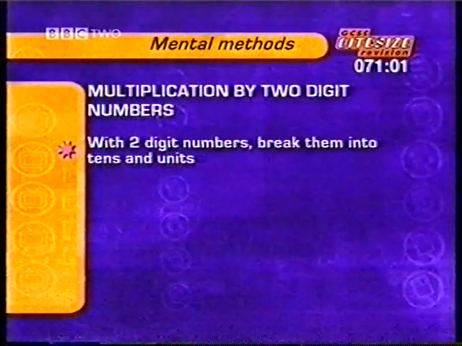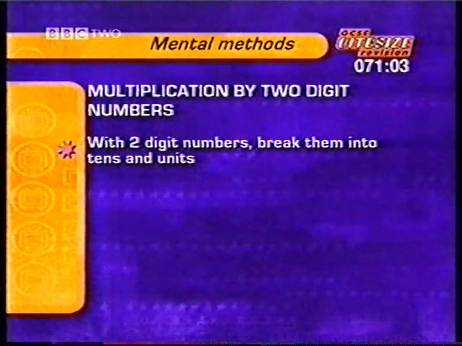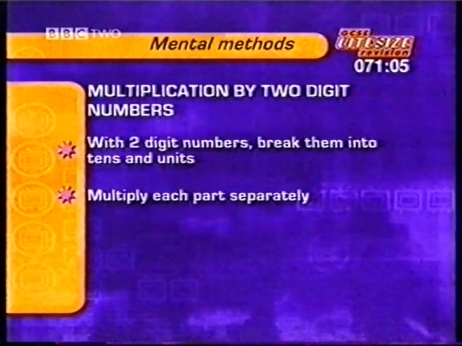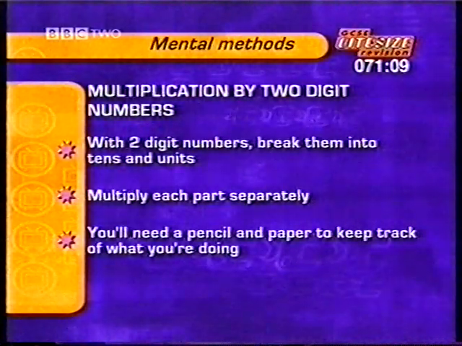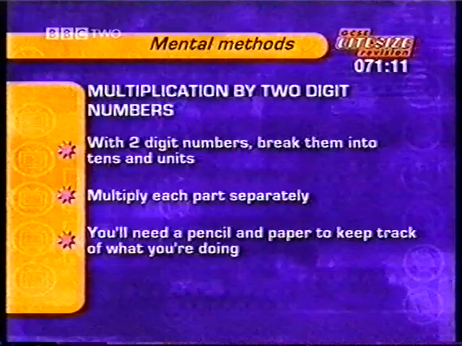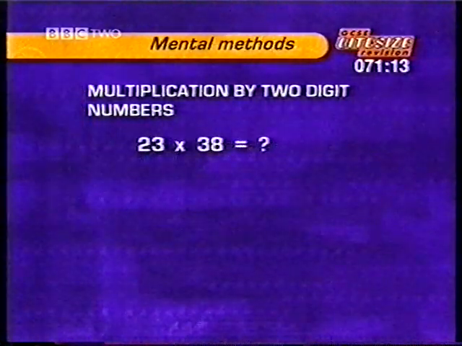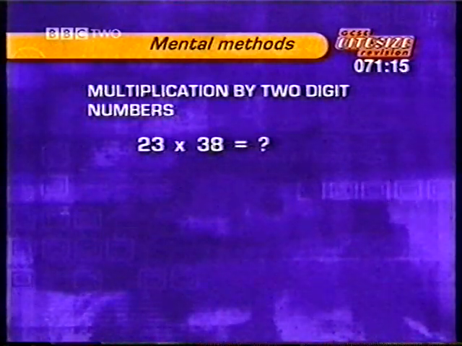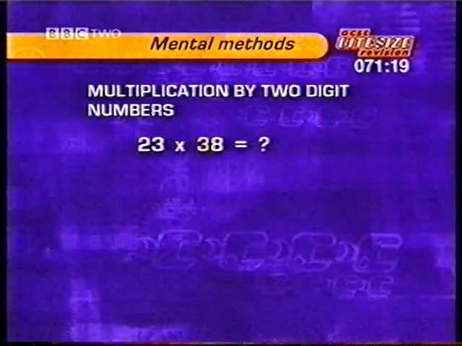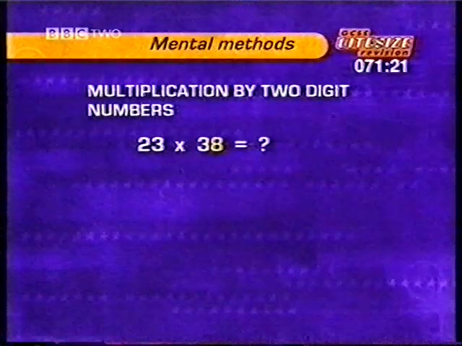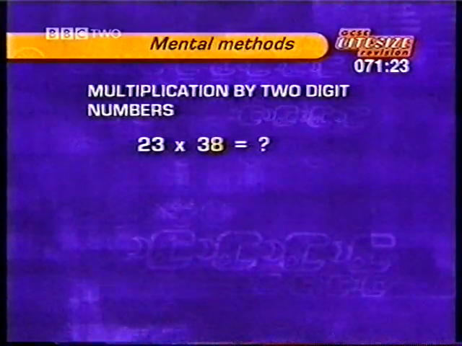If you're dealing with two-digit numbers, you need to break them up into tens and units and multiply each part separately. You'll probably need a pencil and paper to keep track of what you're doing in your head. So when multiplying 23 by 38, there are 4 parts to deal with: the 20 and the 30 and the 3 and the 8, and each part has to be multiplied separately.